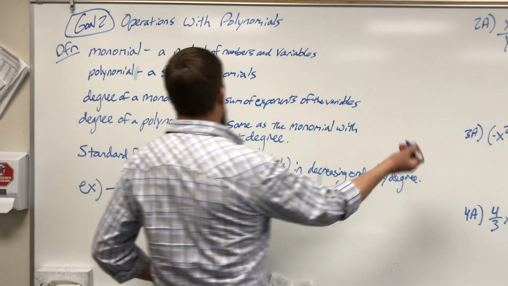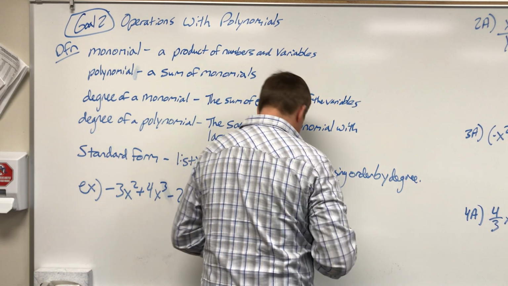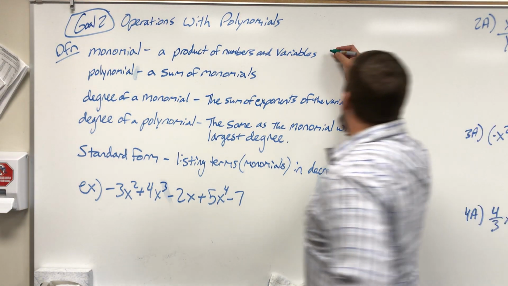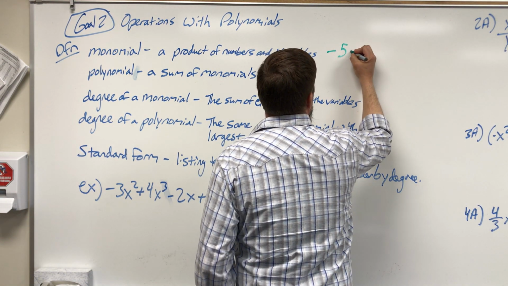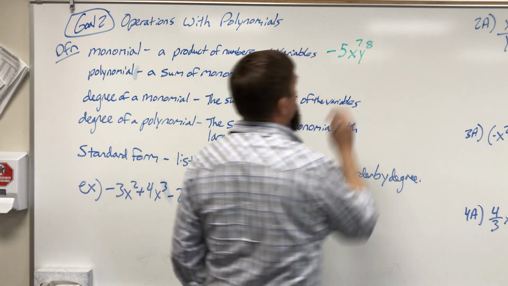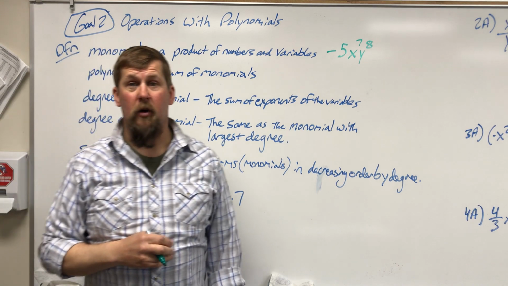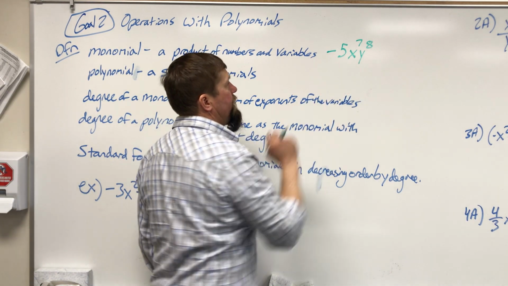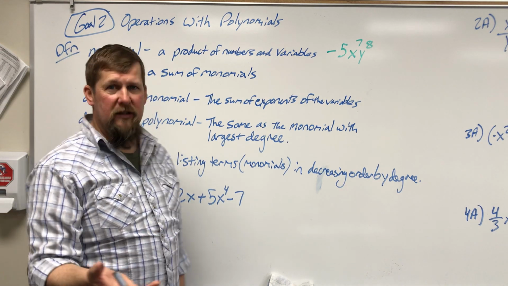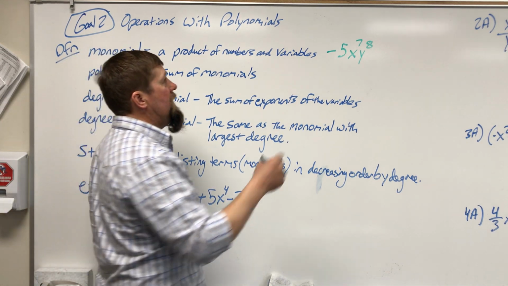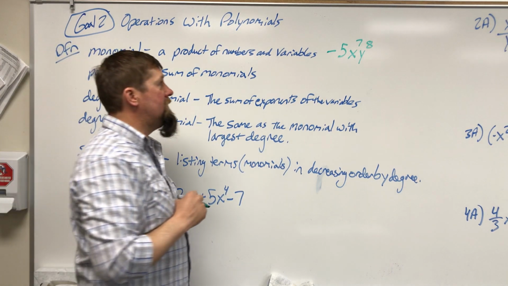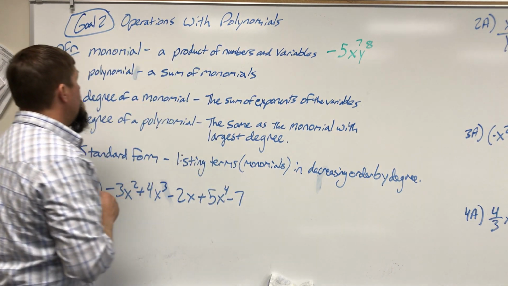So an example of a monomial would be something like negative 5x to the 7th, y to the 8th. That would be an example of a monomial because it's a product. Okay, and then the exponents are positive integers or whole numbers, and the coefficient or the number in front is a real number.